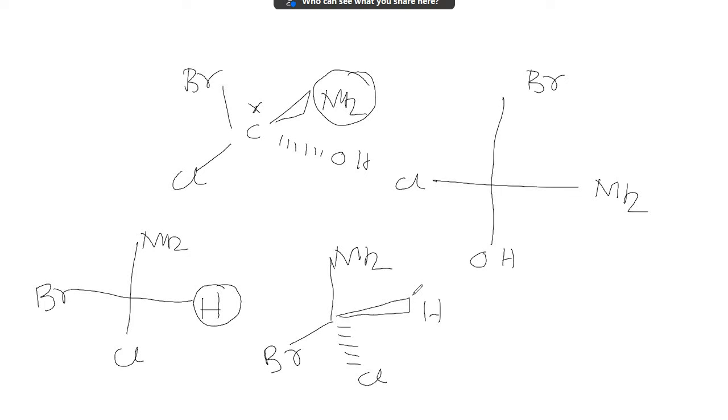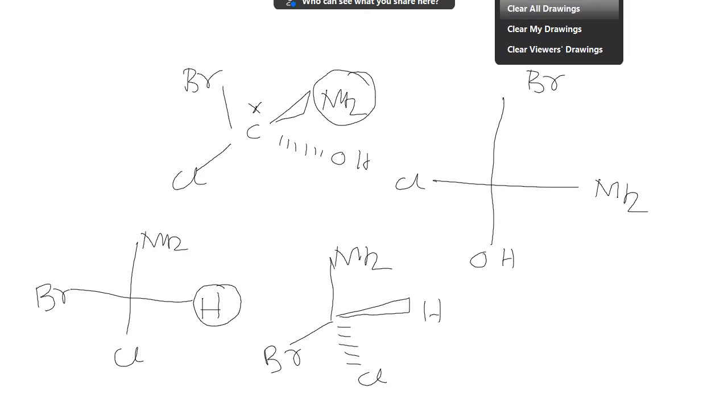There is one chiral carbon only, but if there are 2 chiral carbon atoms, how to do it? I will represent it this way. Look at here.